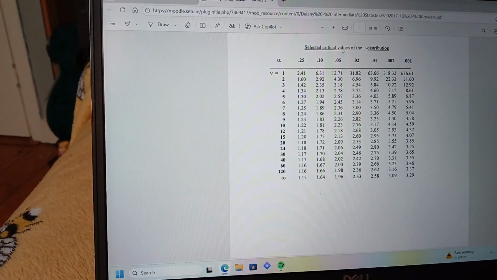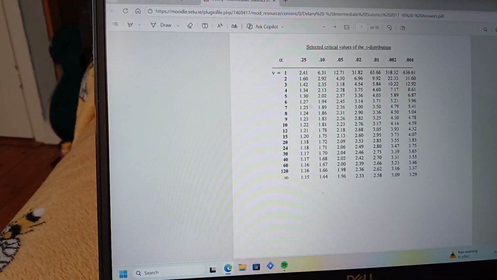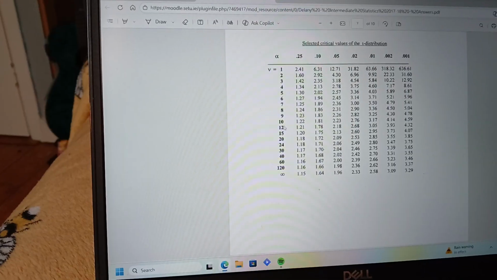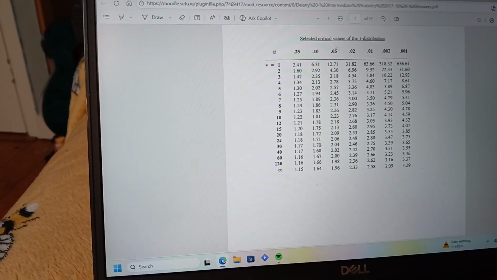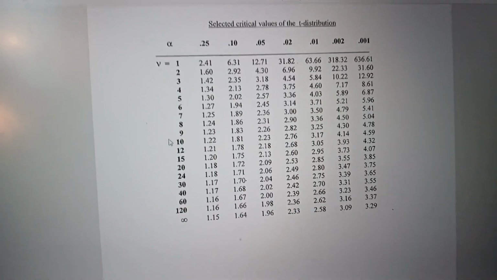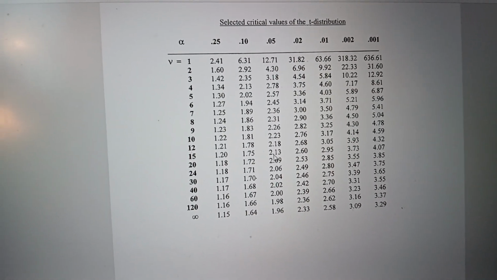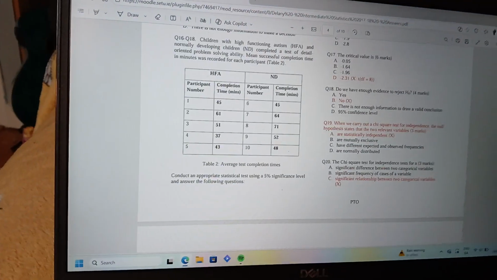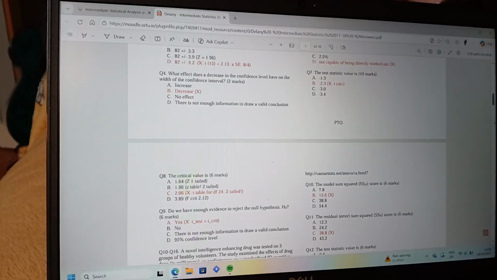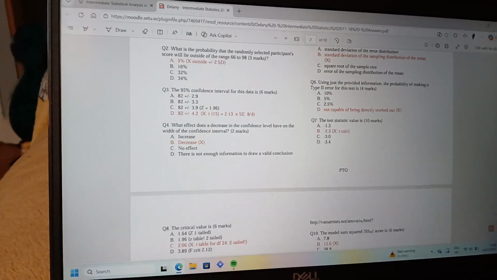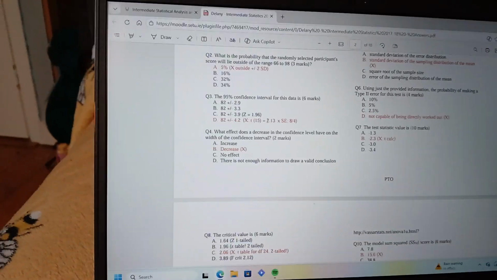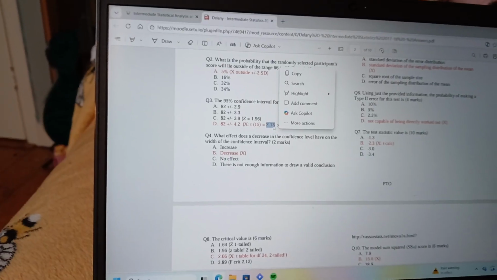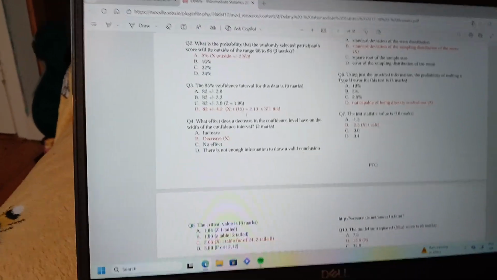So selected critical values of the t-distribution. And we find number 15. And then we go across up here is 0.05, so that's 5%. We go down to 15 and then all the way across to 2.13. And then that should be our t-value. Just here, yeah, it just mentions it here. So 2.13, that's definitely correct.